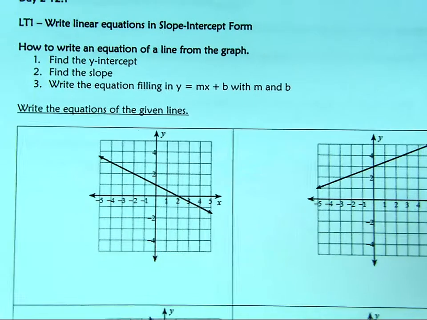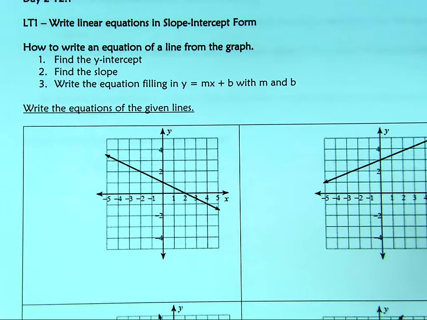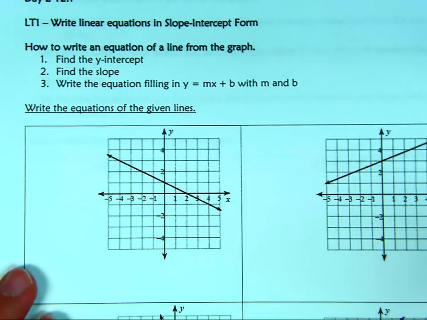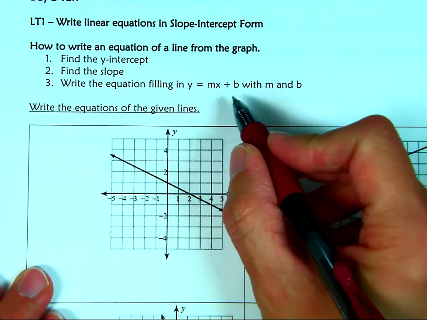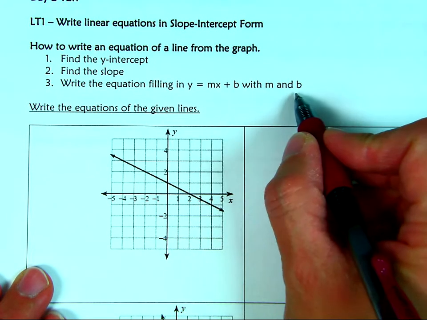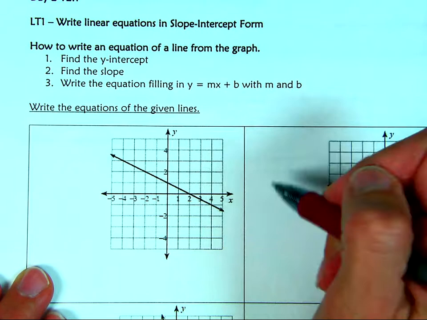And now we need to write equations. So we're going to first write them from graphs, and then we're going to write them from points. So the first thing we would do is look at the graph, and we notice we have to have a slope and an intercept.